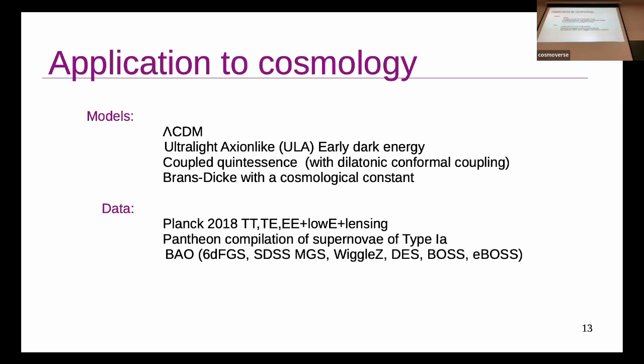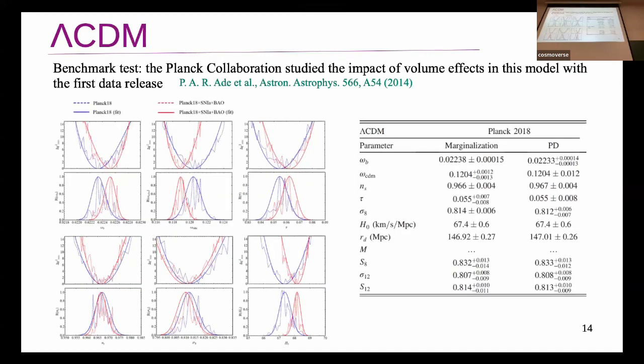So let me show you what the results are in some cosmological models. I've made use of this data: Planck 2018 temperature, polarization, and lensing, the Pantheon compilation of supernovae type Ia, and BAO data from different galaxy surveys. So these are the results obtained with the ΛCDM model.